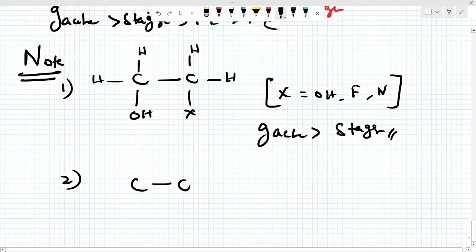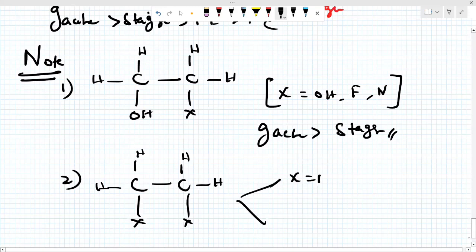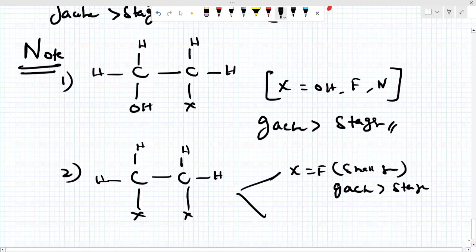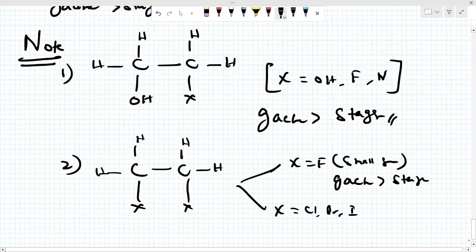Similarly, here carbon, here hydrogen, here hydrogen, here X. Listen, X can be fluorine. Fluorine is a small group, therefore they form hydrogen bonds. The gauche form is more stable compared to the staggered form. Suppose the 2 X groups can be Cl, Br, iodine, which are bulky groups. In this case, the staggered form is more stable compared to the gauche form.